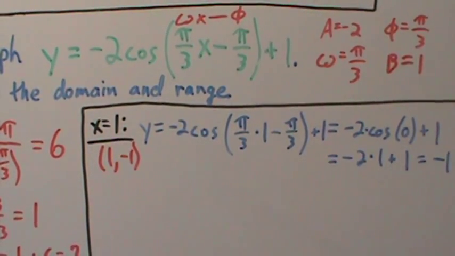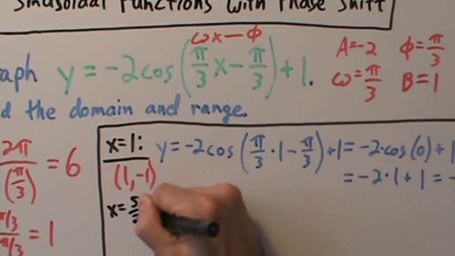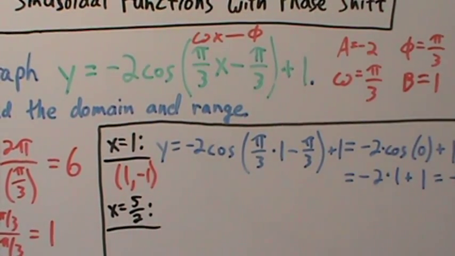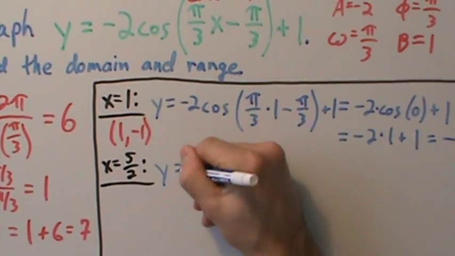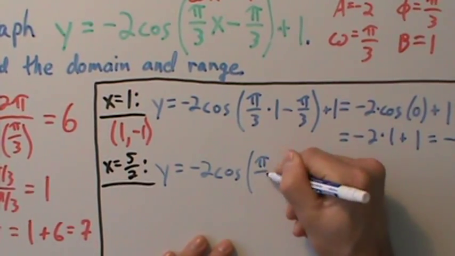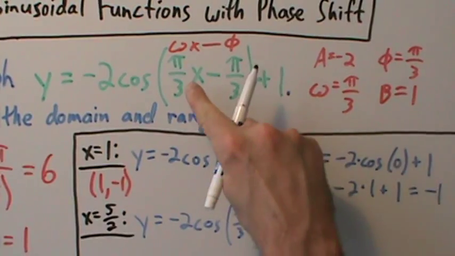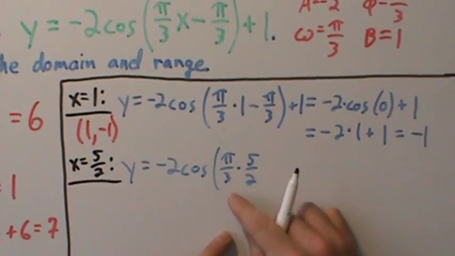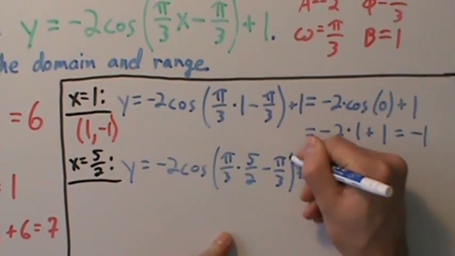Now what's the next one? Next one is 5 halves. Okay, so x equals 5 halves. That's going to give us y equals -2 times the cosine of pi over 3 times 5 halves, because it's pi over 3 x minus pi over 3. So pi over 3 times 5 halves minus pi over 3, and then plus 1.